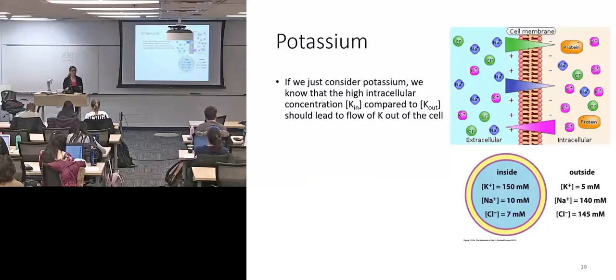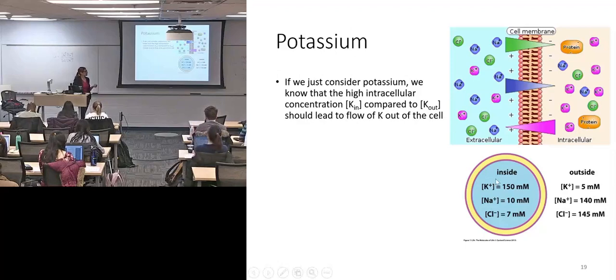So now what we're going to do is have a super oversimplified scenario. And this is the one that the book goes through, so it is what I will go through as well. We're going to talk only about potassium. So we know that there is a higher intracellular concentration of potassium than there is outside.